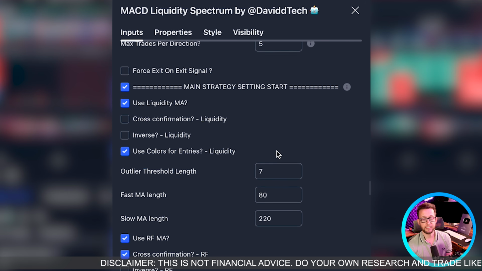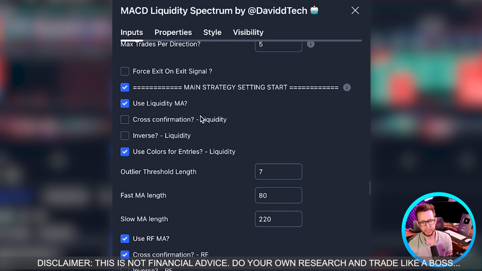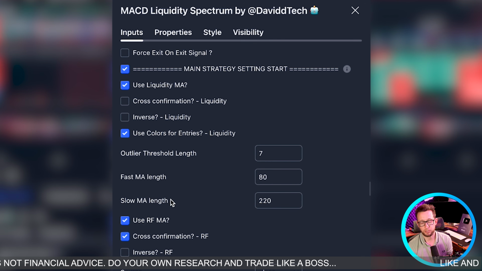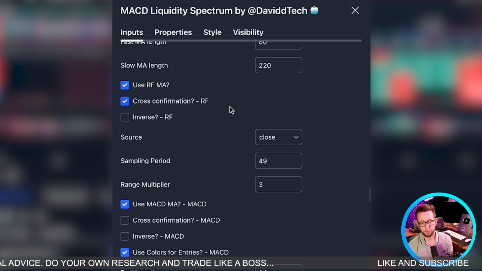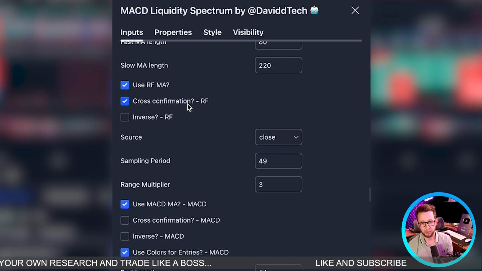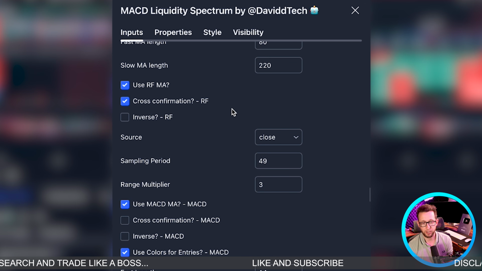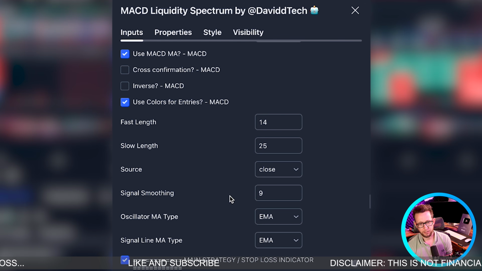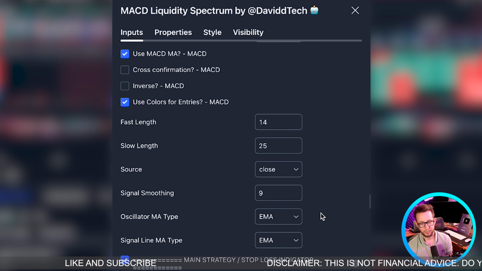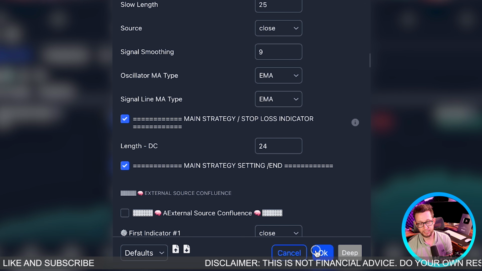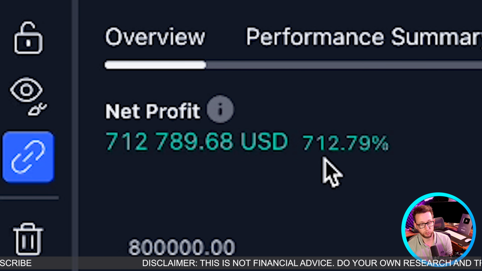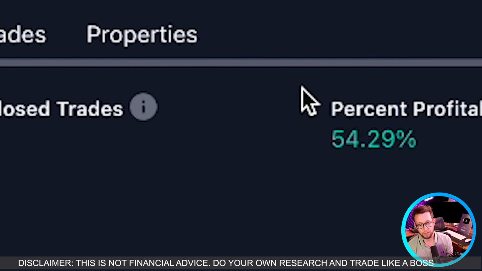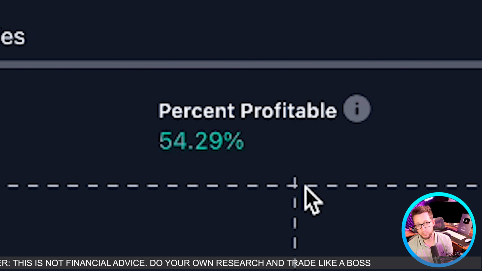And then secondly, these are my settings for all of the indicators. The liquidity indicator, I made sure that it was green. Here are the threshold and the moving averages. The range filter, as you can see, had to be colored, is only taking on the buy signal, and here are the settings for that. So at 49 and 3. The MACD looks like this, and that is how I got these settings. So as you can see, we have 712% net profit, 210 closed trades. We have a win rate of 54%, which is excellent.